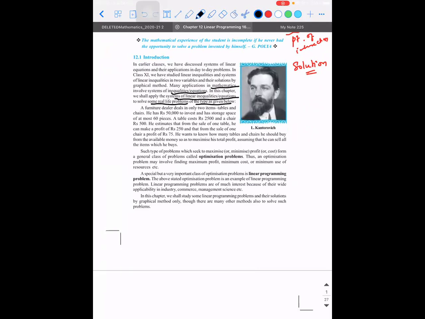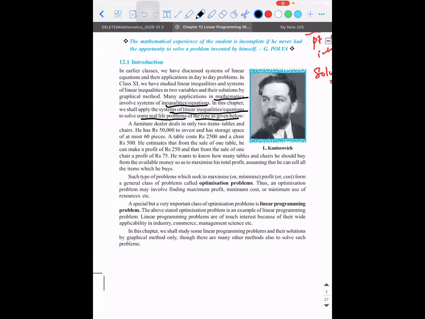Okay, let me read out the example itself. From that, we are going to see some technical names. Let's try to understand. Let's say there is a furniture dealer. He deals mainly with chairs and tables. He deals only with two items, tables and chairs, and he has a budget of 50,000 to invest in it. He has a place where he can store a maximum of 60 pieces. It is clearly given 60 pieces. It is neither 60 chairs nor 60 tables. It can be a combination of both.